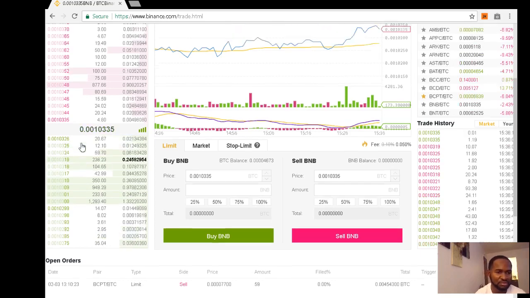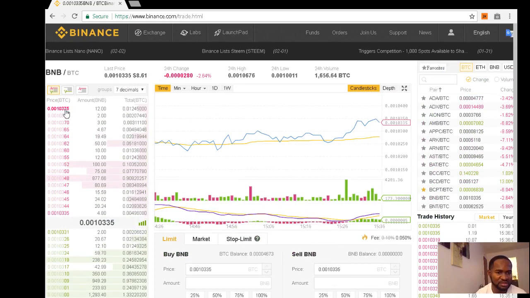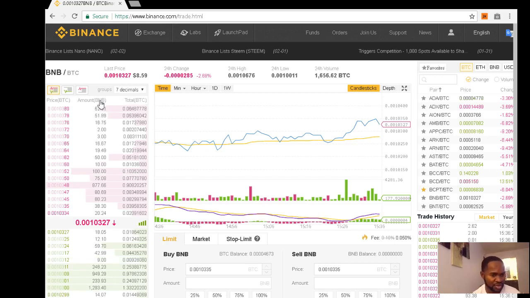Okay, now this is the price. This is the quantity, so they're willing to sell at this price, 51.99 quantity of BNB. BNB is a cryptocurrency. Like you can see up here, the root currency is BTC, the main currency, and you're trading BNB with BTC. BTC is Bitcoin, and it's going to be the main currency we'll be using, because that's like a generalized kind of currency.